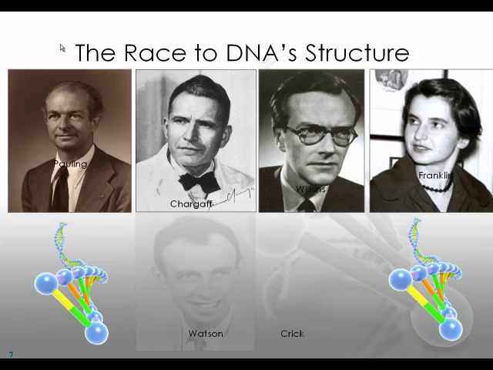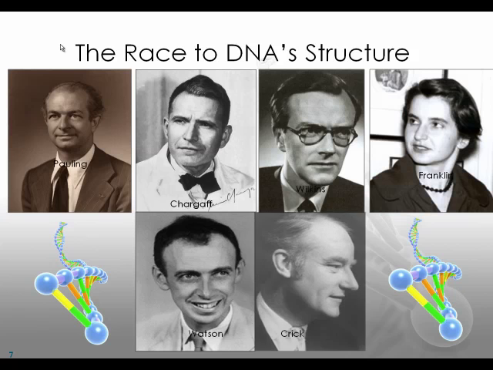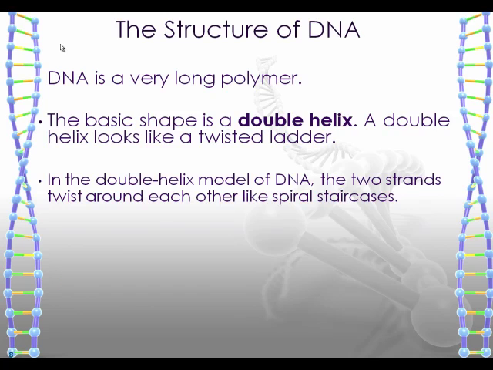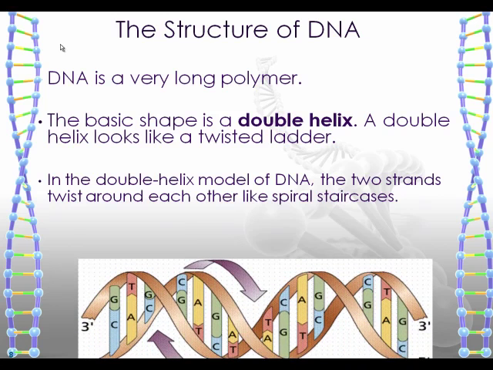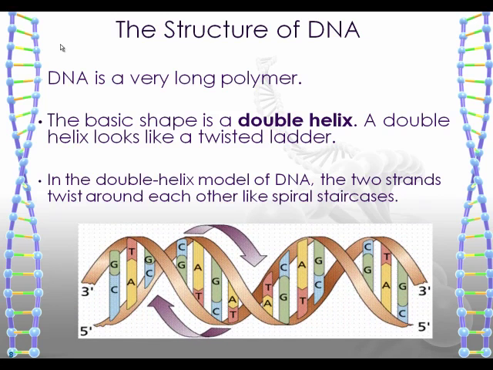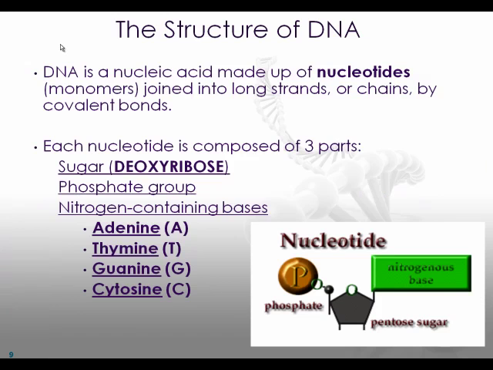Here you will find scientists associated with the race to discover the structure of DNA: Pauling, Chargaff, Wilkins, Franklin, Watson, and Crick. Let's review the structure of DNA. DNA's basic shape is a double helix, or it looks like a twisted ladder, as you can see from the diagram below.